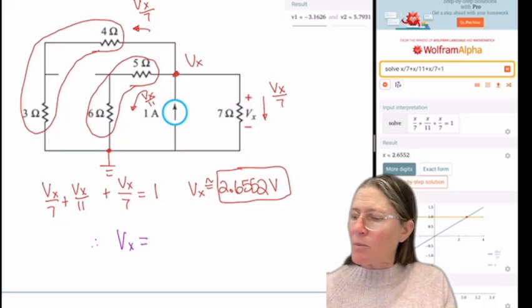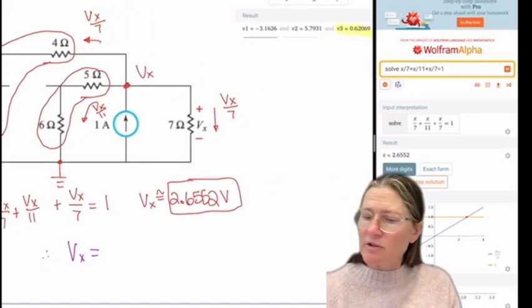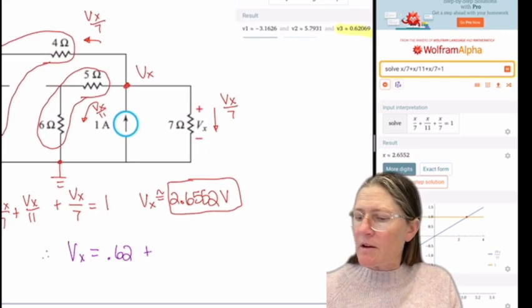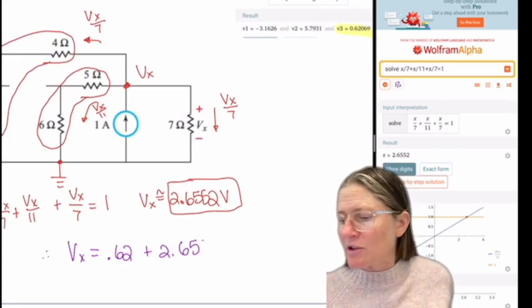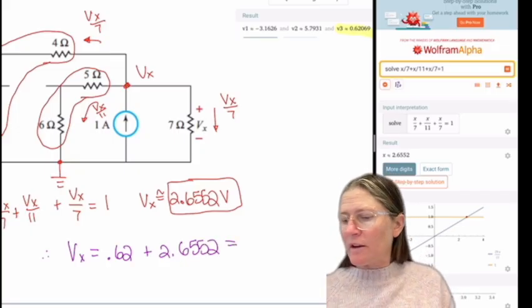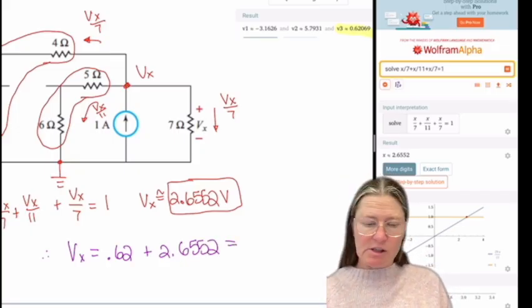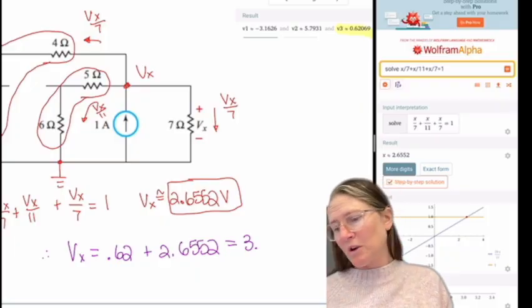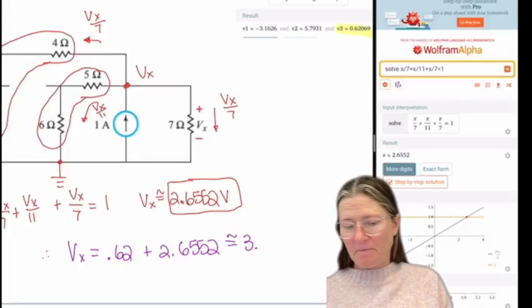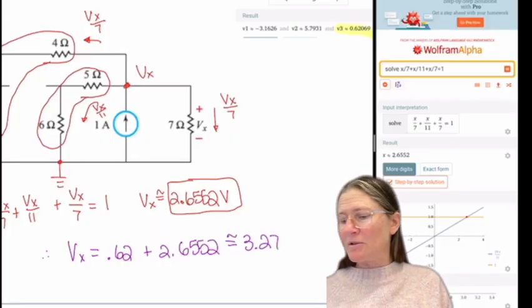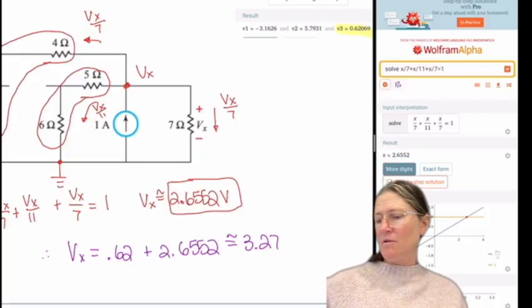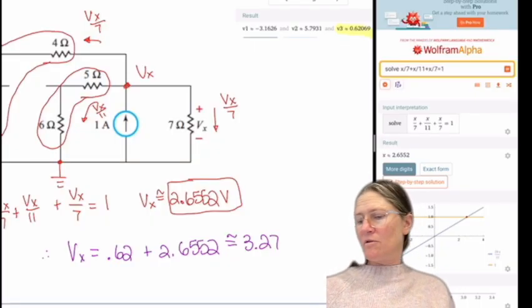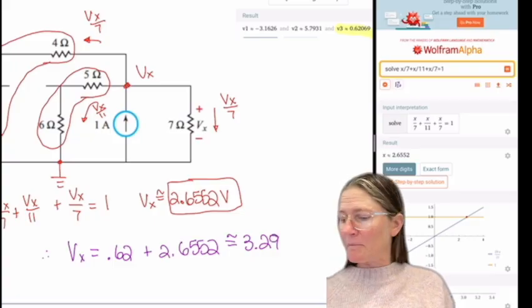And so summing these, I had 0.62 plus 2.6552. It's like 3.2. Or 3.73. Ends up being about 2.7. 5, 6, 7, 8. I guess it would be 8. Rounding up.